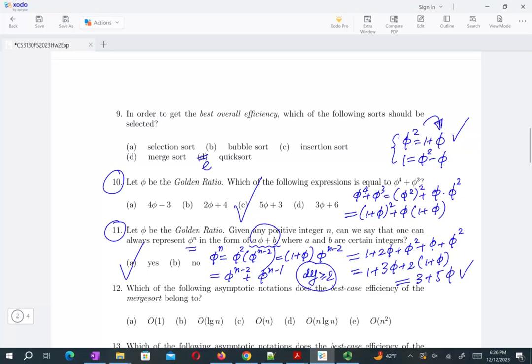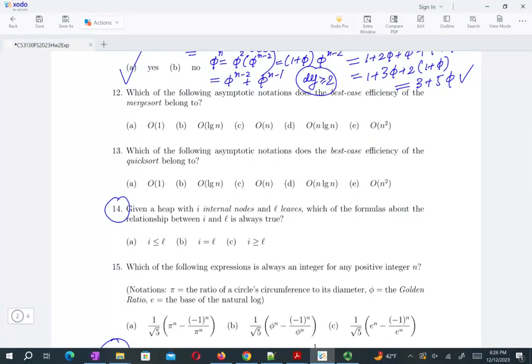The last step, that is, because in this representation, a phi plus b, there is no phi squared term. So you cannot bring it down anymore. You have to stop. That's the destination we need for this question. So the answer is yes. Okay? So you can see in this way. All right.